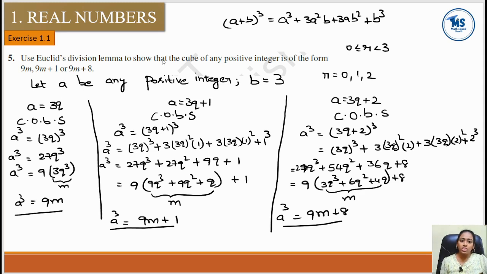Use Euclid's division lemma to show that the cube of any positive integer is of the form 9m, 9m plus 1 or 9m plus 8. Therefore proved.